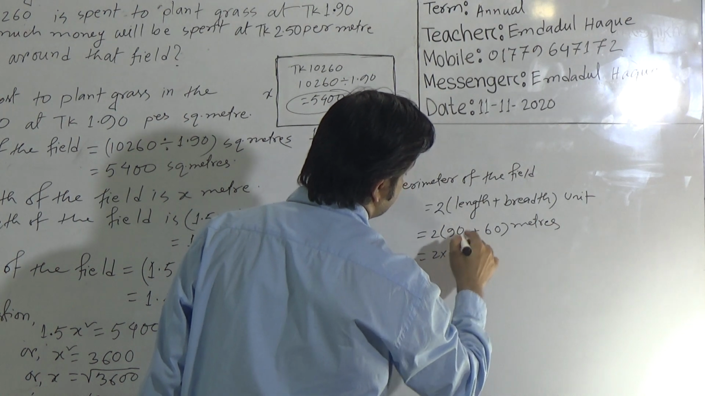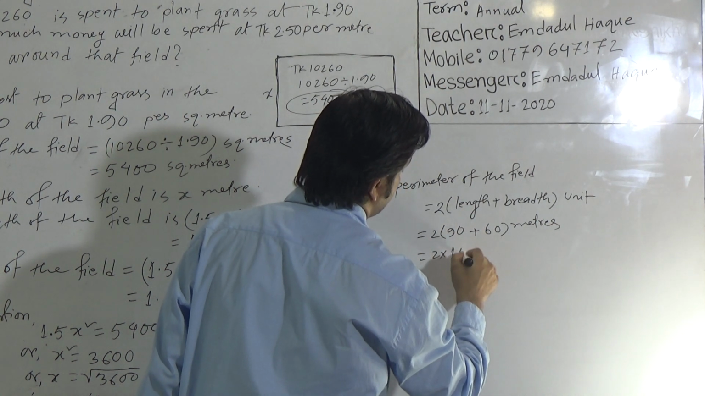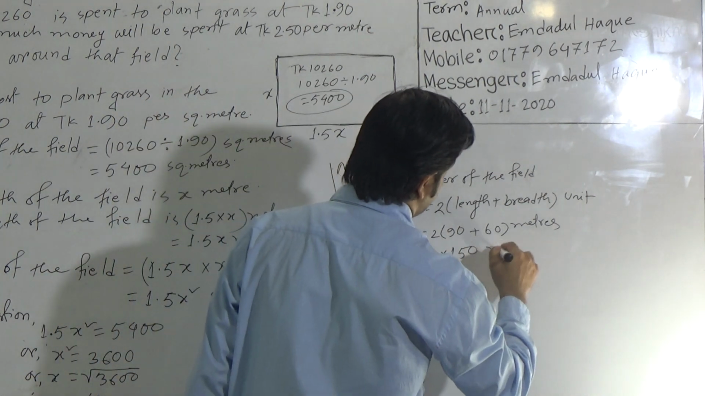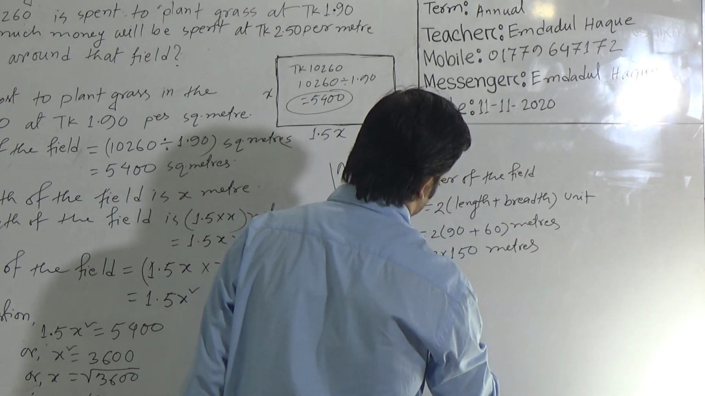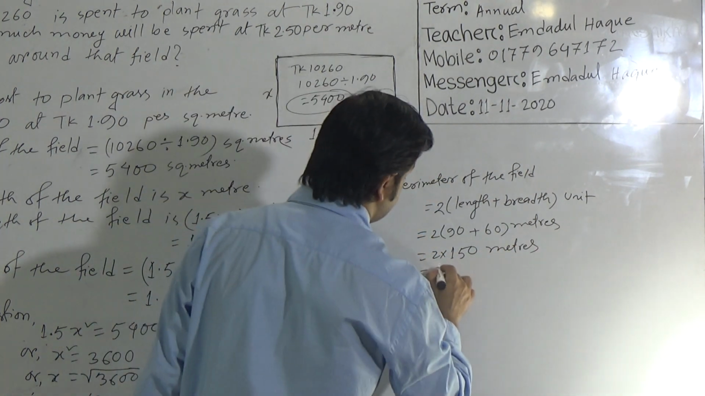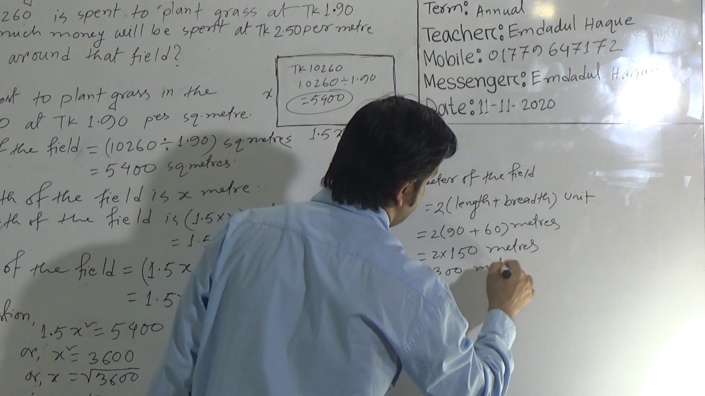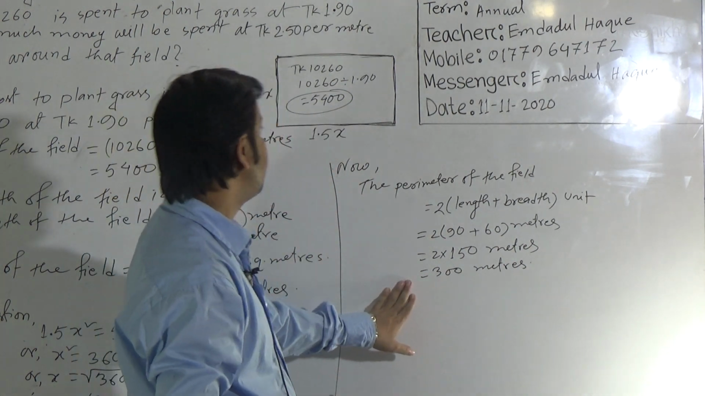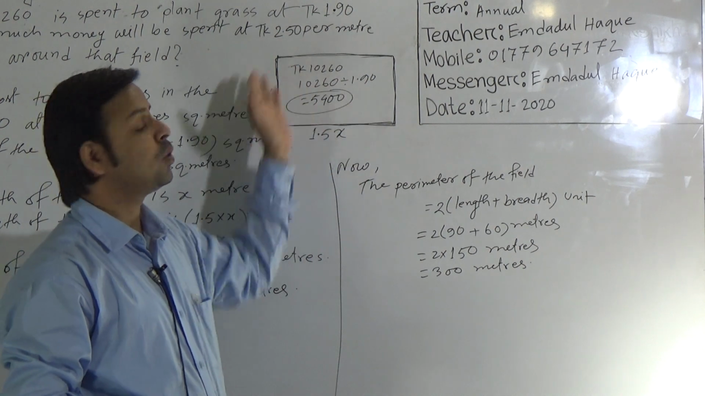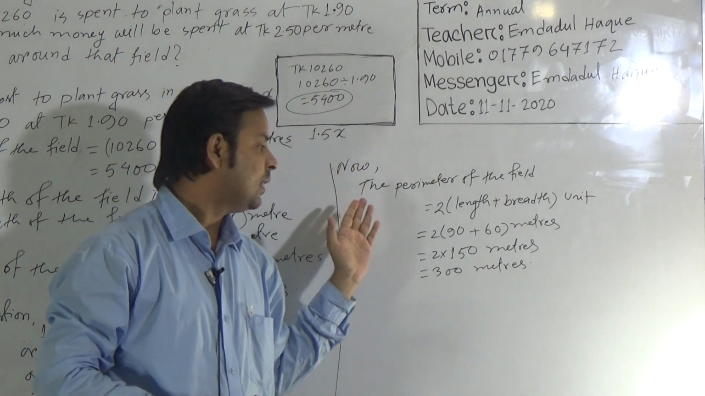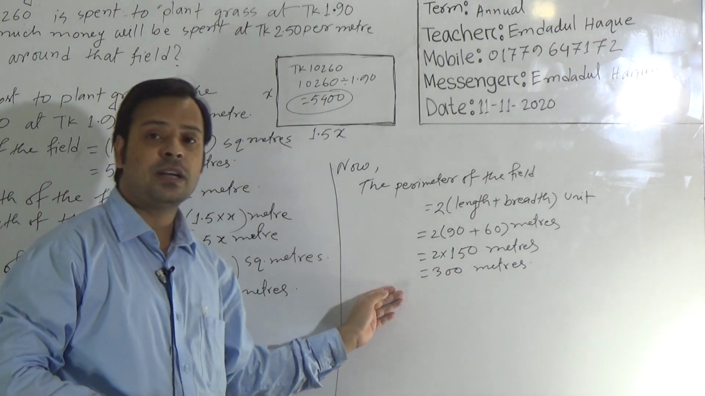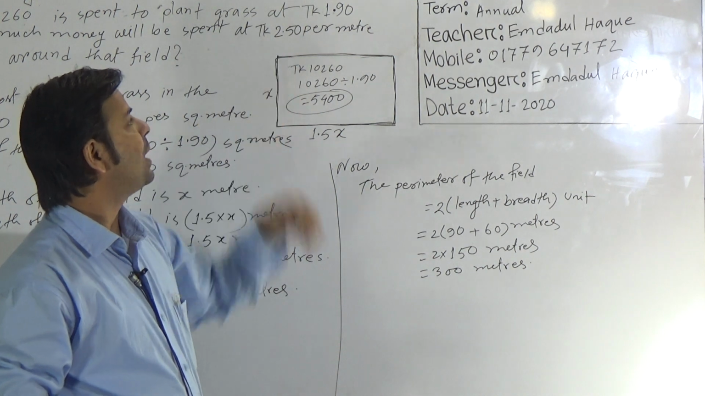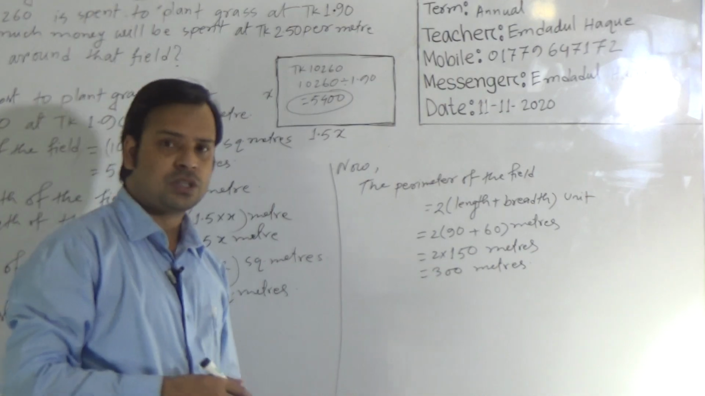It means that 2 into 90 and 60, the sum of these two is 150 meters. So the product of 150 and 2 is 300 meters. Okay, dear students, this is our perimeter. It means the total length of these four sides of the field. As this is the perimeter, now if we multiply this by the cost per meter, it means Taka 2.50, we will get the total cost.